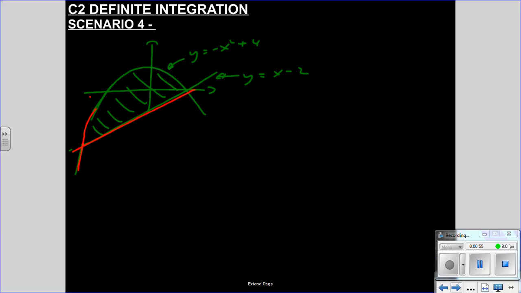Yes, we do. We have two curves. Just because this is a straight line doesn't mean it's not a curve. It's just a straight curve. So, same theory as before. I've got two curves intersecting. We should be thinking top curve minus bottom curve, all right? Even though there's a large section of area underneath the x-axis.